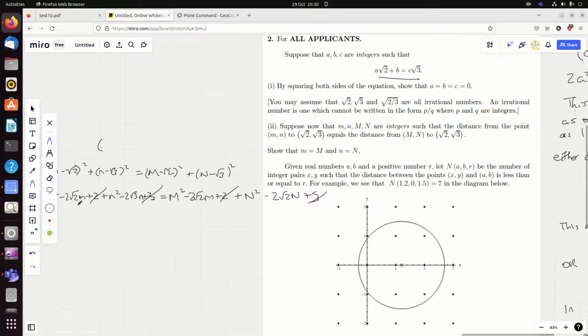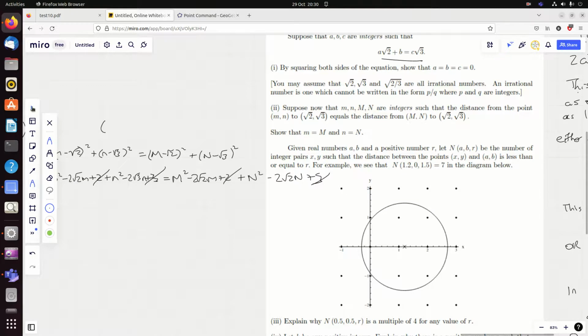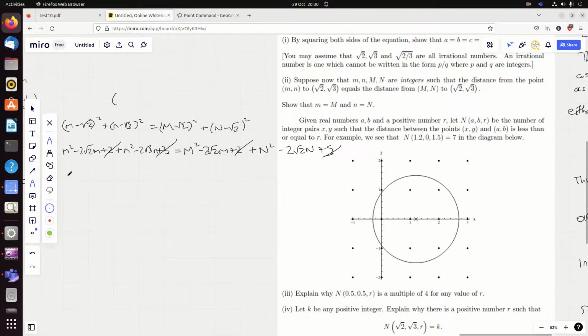We're obviously going to use this because we've got root 2 terms, root 3 terms, and integers, because n, m, N, M are integers. So we just have to shove it into that format. I'd probably do it something like this, make it super obvious you know what you're doing.